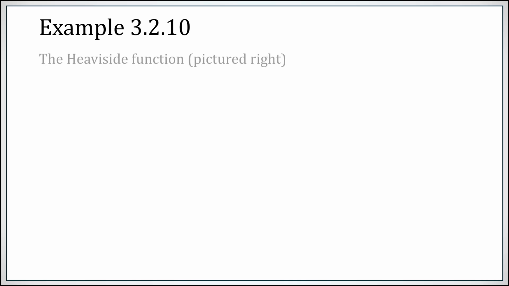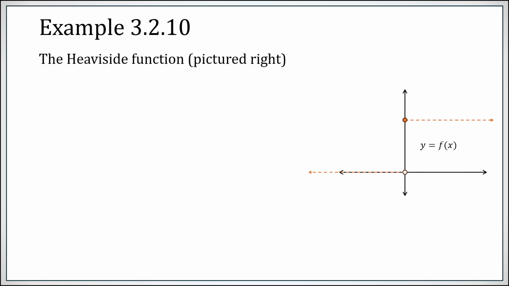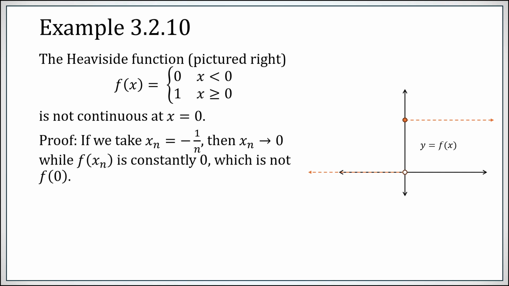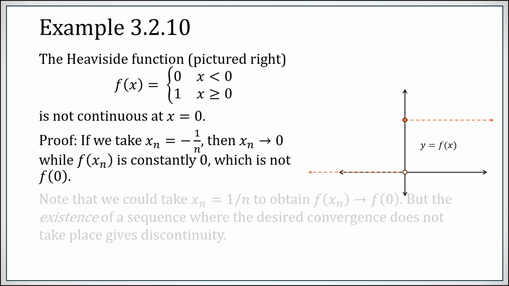So example 3.2.10, the Heaviside function, which we've seen before, the function that jumps from 0 to 1, is discontinuous specifically at 0. So if we take xn to be minus 1 over n, so minus 1, minus a half, minus a third, those are definitely approaching 0. But f of negative numbers is 0, so f of xn is constantly 0. So what is f of xn approaching? 0. But that isn't equal to f of 0 equals 1. So since we have a sequence converging to 0 in the domain where the corresponding sequence in the range is not converging to f of 0, it's not continuous there.